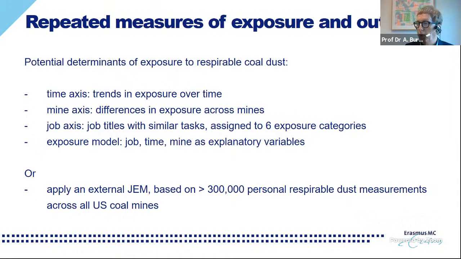And the fourth option would be, well, like Susan showed already, we can model exposure. That's a kind of JEM where you put in your exposure information as the dependent outcome, and you try to predict the exposure by these determinants. And to make the article even more interesting, they had an external job exposure matrix based on 3,000 measurements across all US coal mines, and they applied that same external JEM to the 4 strategies you see above.